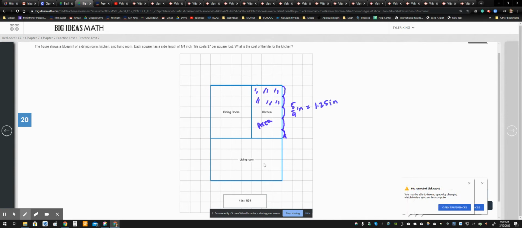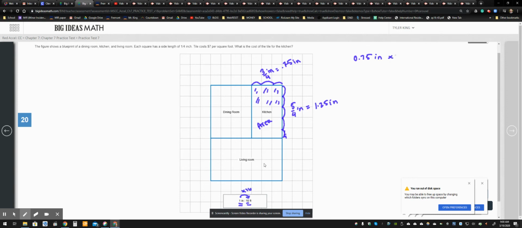Then looking at this side, we have 1/4, 2/4, 3/4. That's going to be 3/4 of an inch, or 0.75 inches. Now what we're going to do is convert this into real life dimensions first. So we see that 1 inch is equal to 16 feet. So we can say it's 0.75 inches. We're going to go from 1 to 16, so we're going to times by 16.